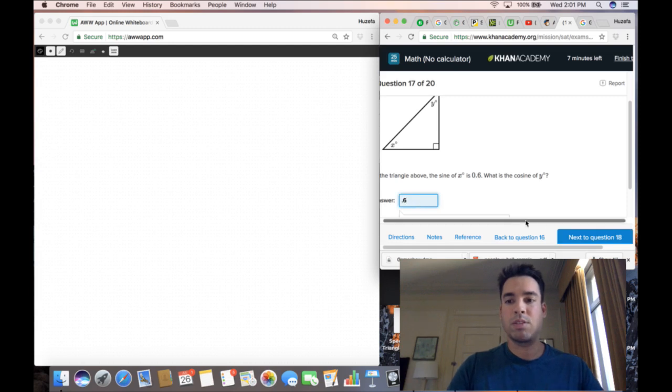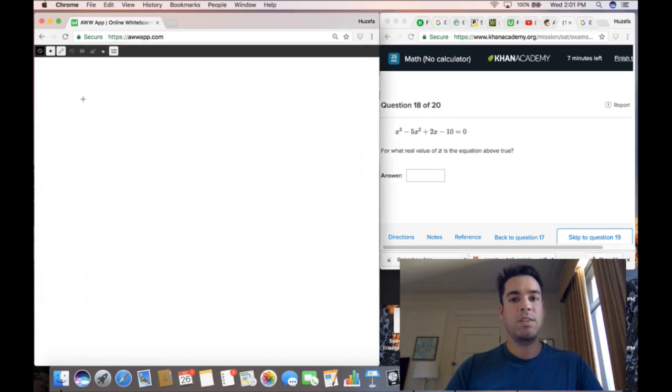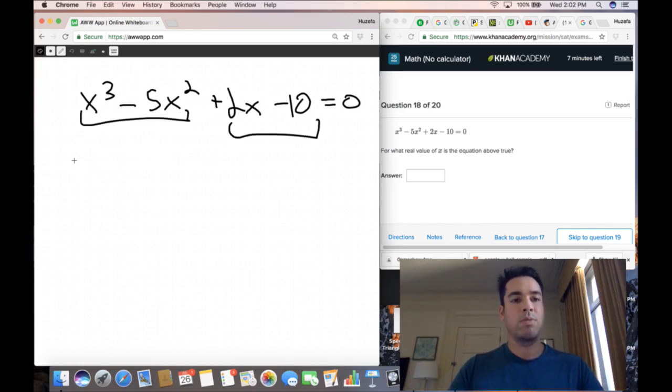That's just a basic rule. For what value of x is the equation above? All right, this one is third degree, and 2x minus 10. So what we have to do is a special type of factoring. We have to factor these two and these two separately before we can factor this.